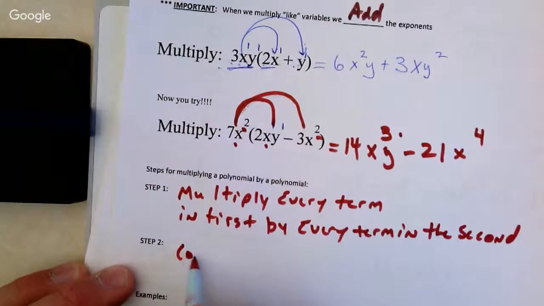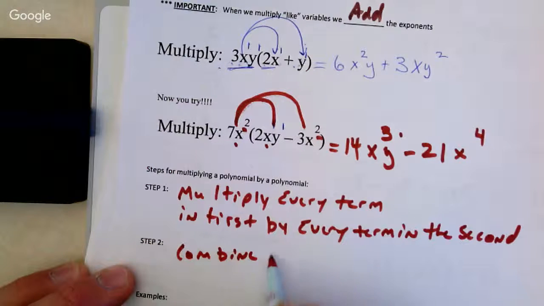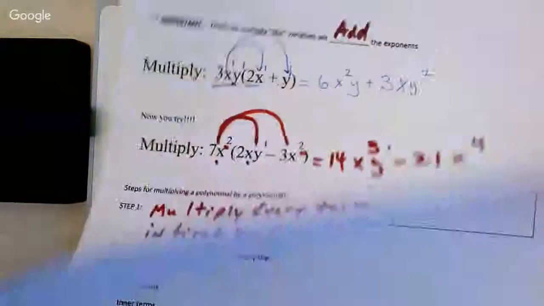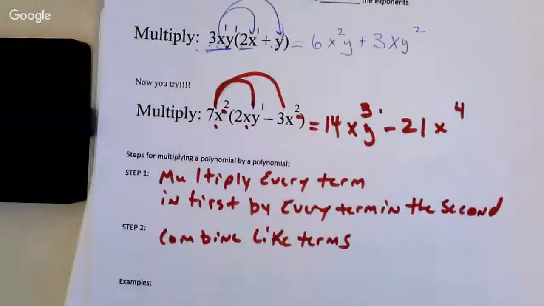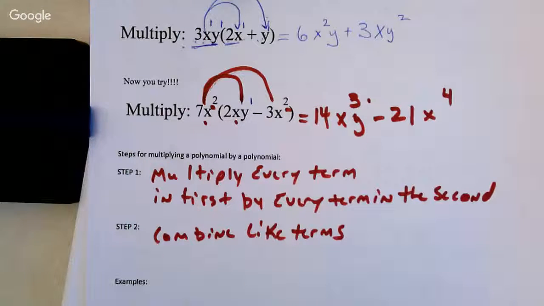And then step two, what do we got to do? We got to combine some like terms. Hopefully a word you've heard from last year is we have to FOIL it, but that's not till the next page. We have to FOIL it.